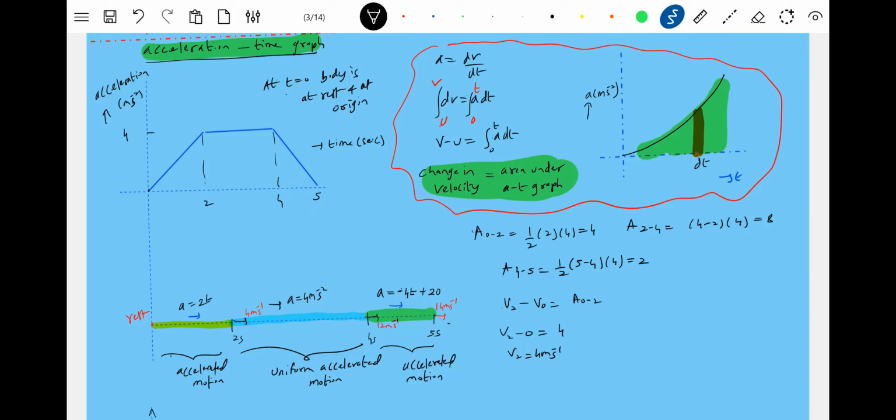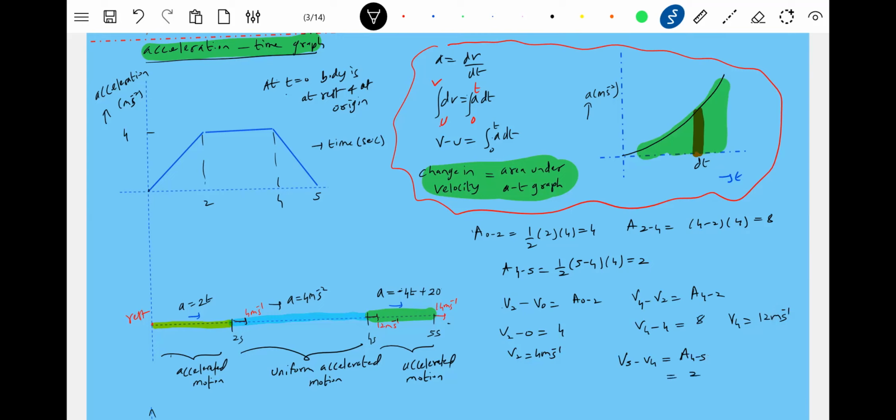Then again, we'll go for this. This will be V4 minus V2 equal to A24. What is A24? It's plus 8. So V4 equals 12 meters per second. Speed of the object at t equal to 4 seconds. This is then V5 minus V4 equal to A45.